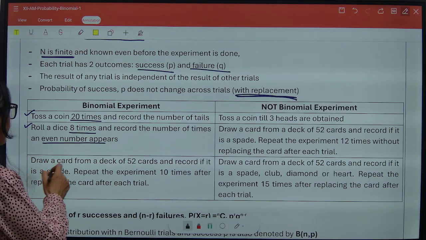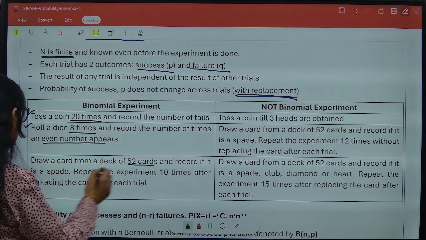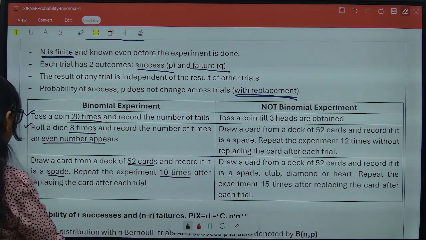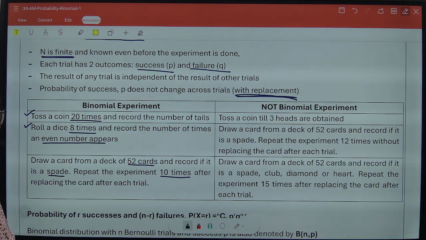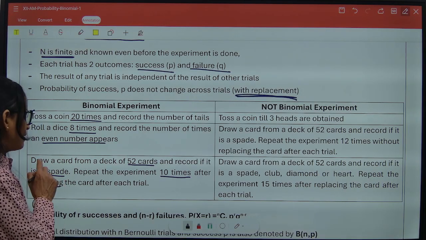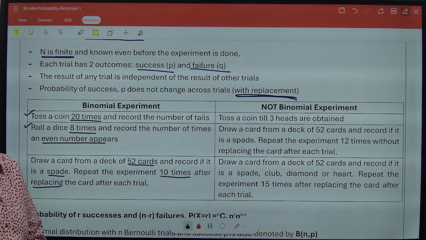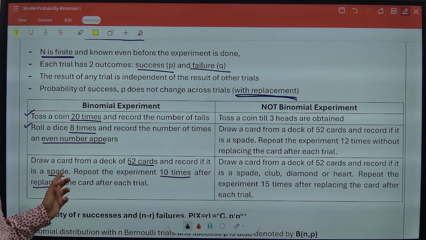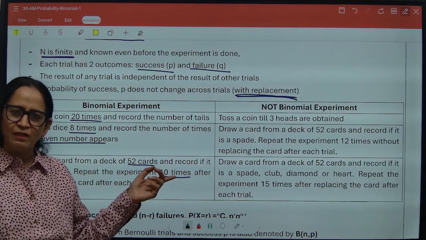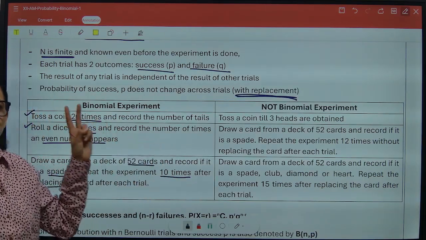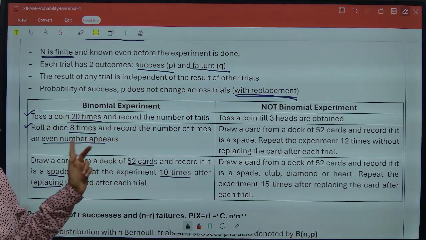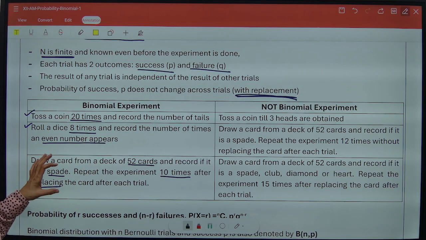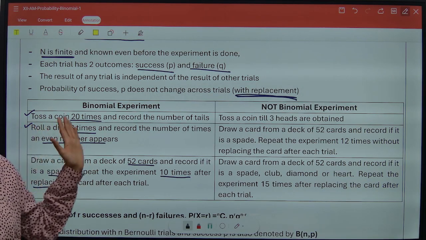Next, drawing a card from a deck of 52 cards and record if it is a spade. Repeat the experiment 10 times after replacing the card after each trial. So it is involving replacement, that means the probability is not going to change across trials, and you need to record if it is a spade. So either it is a spade card or it is not a spade card. So there are two outcomes that are possible. Number of trials is fixed and it is with replacement. So again a scenario of binomial experiment.